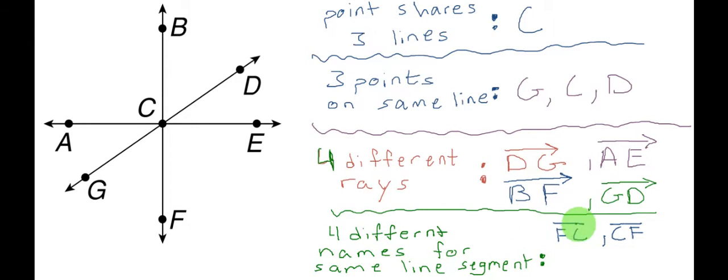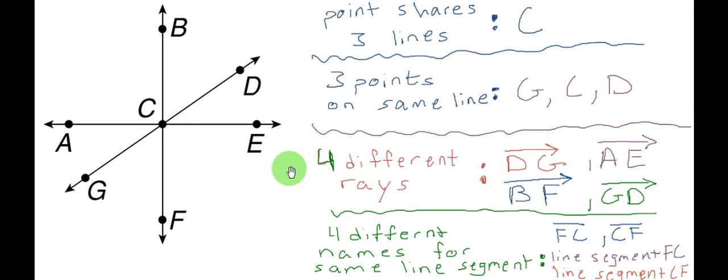Well, we don't always have to use a bar to represent the line segment above. We can actually choose to write the word line segment. So I would write line segment FC, or the other way to write it, I would write line segment CF. And I'll raise the screen in just a second here. All right. So now we have that line segment named 4 different ways.